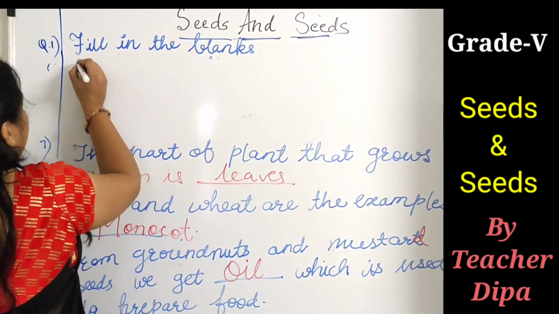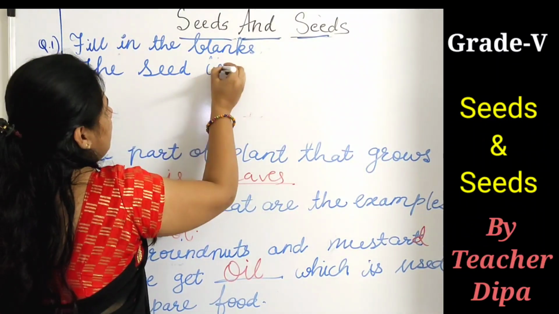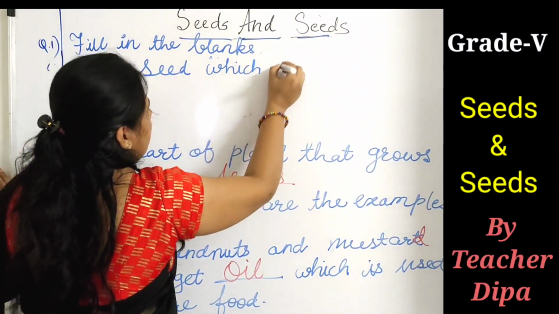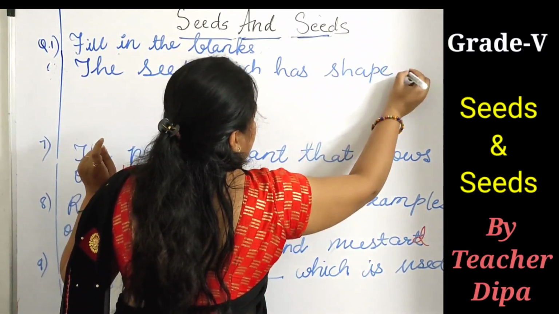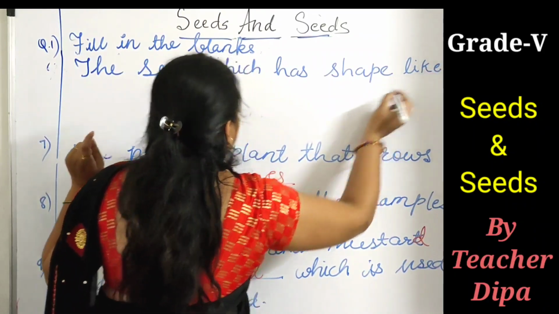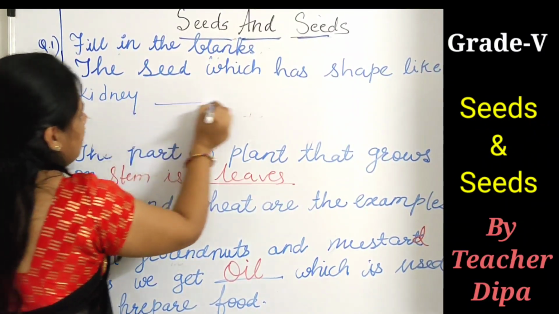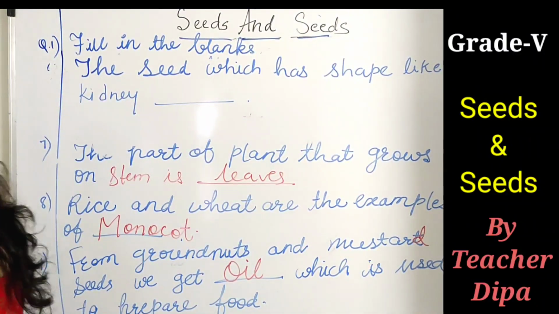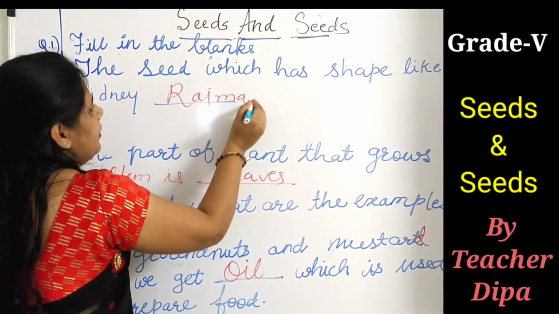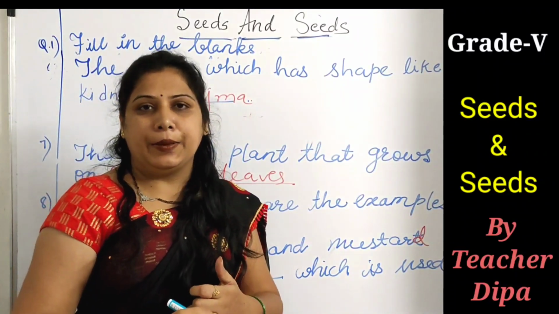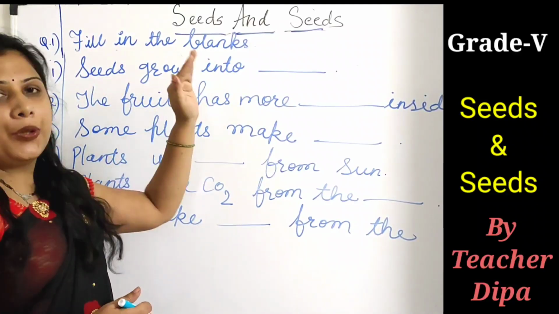and the seed which has a shape like a kidney, they are the seeds of Rajma. Rajma seeds have a shape like a kidney. The next fill in the blanks from this lesson are seeds grow into dash.